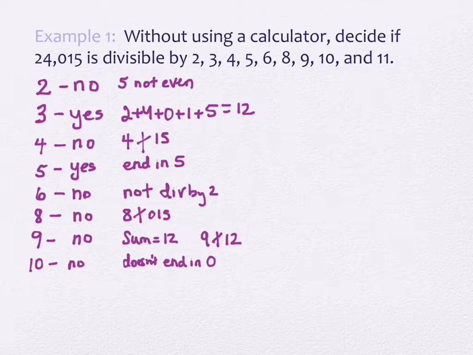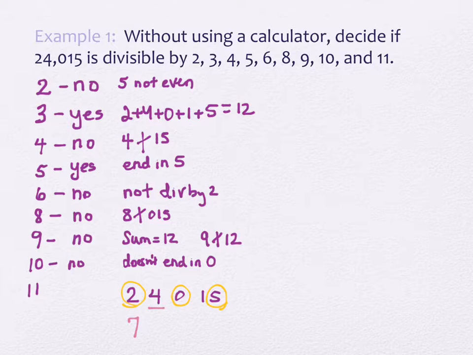It doesn't end in 0, I should say, I'm sorry. And the last one is 11. 11 requires a little bit of work, right? We have 2, 4, 0, 1, 5. So let's circle every other digit. 2, 0, 5. What does that add up to?